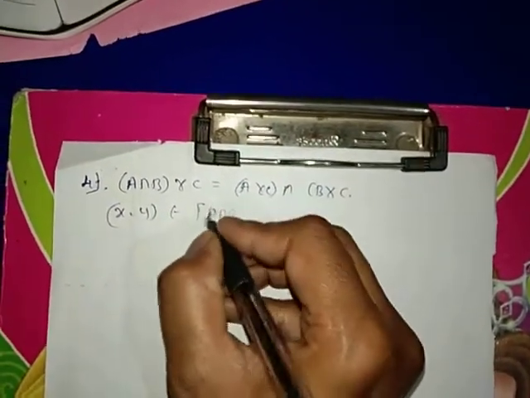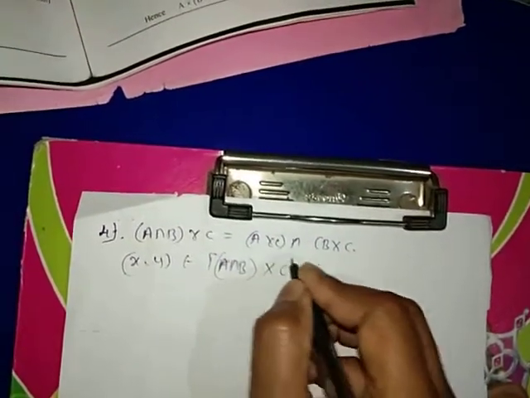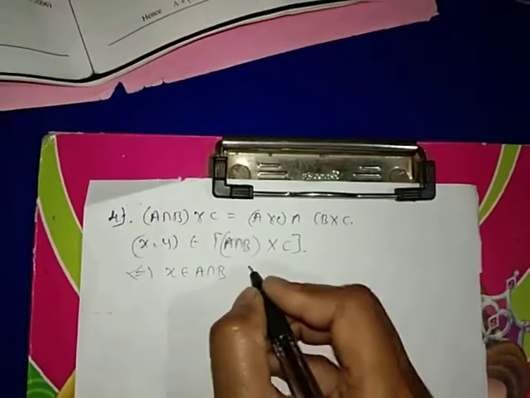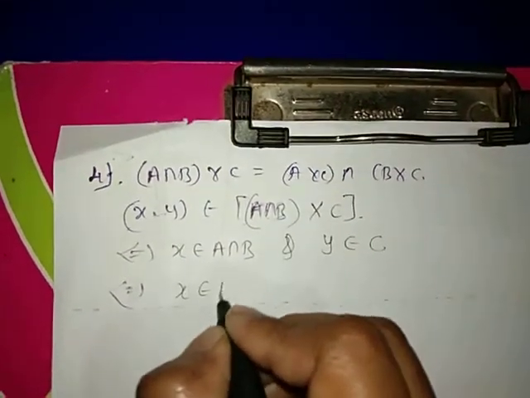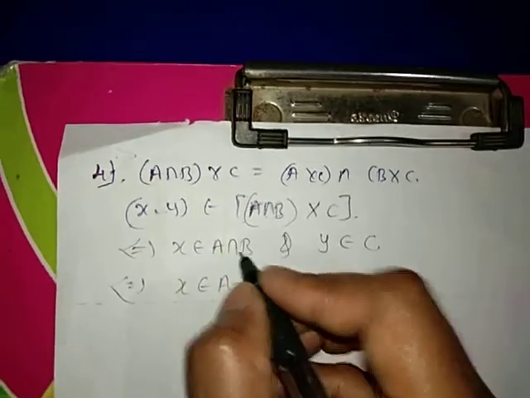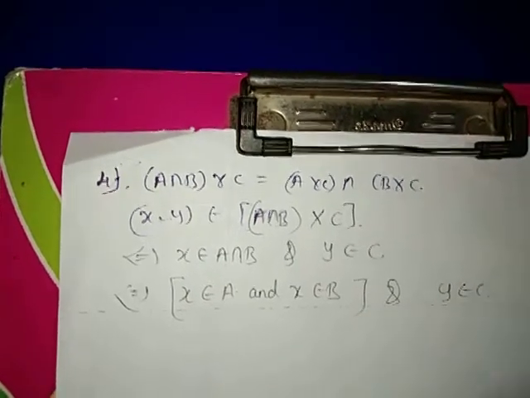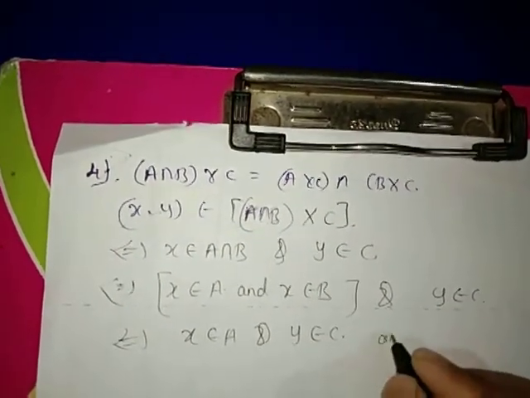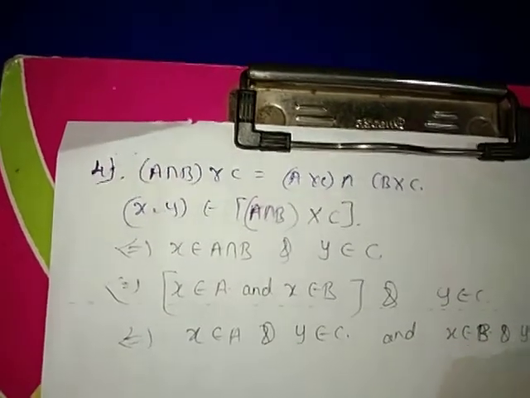Suppose the ordered pair x comma y belongs to A intersection B cross C. That is equivalent to the element x belongs to A intersection B and y belongs to C. So accordingly, if x belongs to A intersection B, that indicates that x belongs to A and x belongs to B and y belongs to C. Now open the brackets. x belongs to A and y belongs to C, and x belongs to B and y belongs to C.